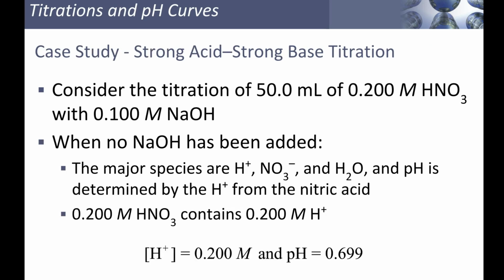So it says consider the titration of 50 milliliters of 0.2 molar HNO3, and you want to titrate it with 0.1 molar NaOH. When you don't have any hydroxide in there yet, you have your H plus, you have your water, and you have your NO3 minus. That means you have 0.2 molar H plus. If you have 0.2 molar H plus, what's your pH? How do you find pH from this concentration of hydrogen? Negative log. So you plug in negative log 0.2 and your calculator is going to spit out 0.699.